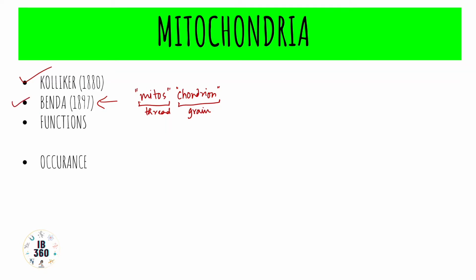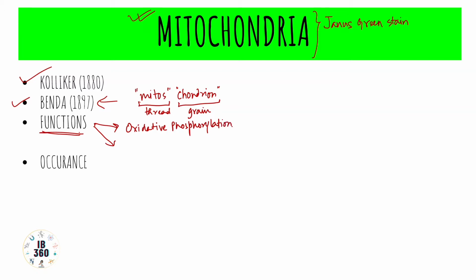Mitochondria can be easily stained with Janus green and observed under a light microscope, but its ultrastructure can only be observed under an electron microscope. As far as functions are concerned, mainly two important cellular processes are happening. One is oxidative phosphorylation, and second is the Krebs cycle, which is the second stage in aerobic respiration. When you study respiration in plants or animals, you'll come across both of these mechanisms, and both of them occur inside mitochondria.